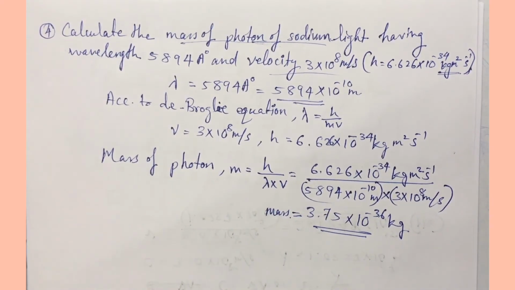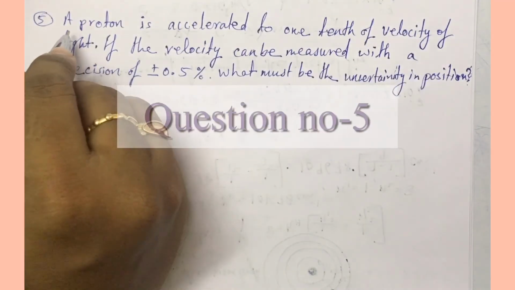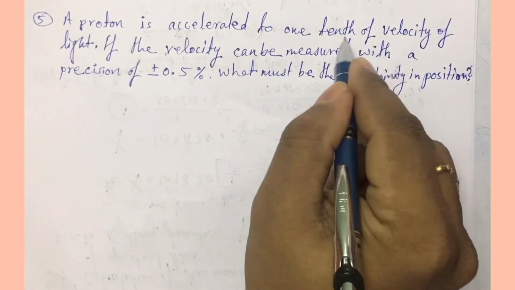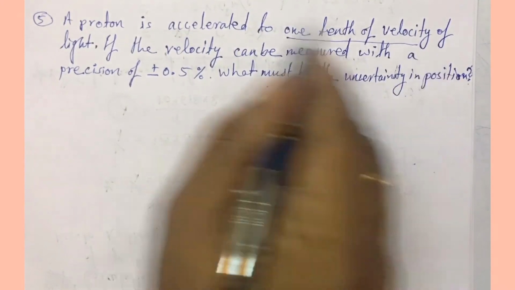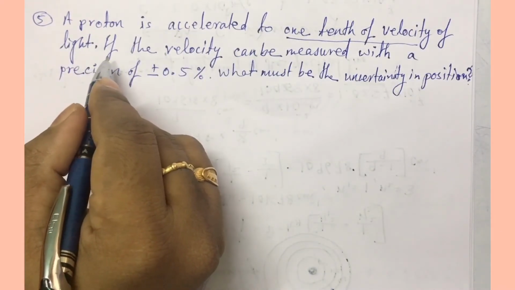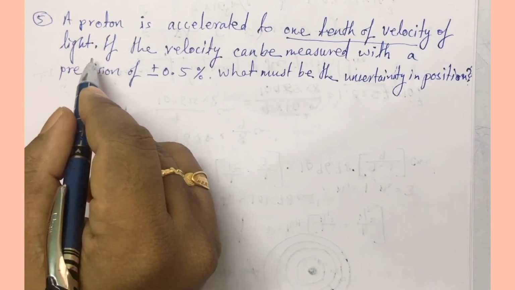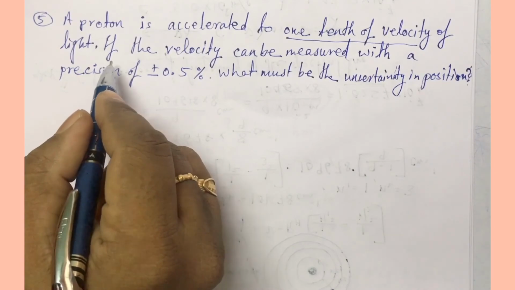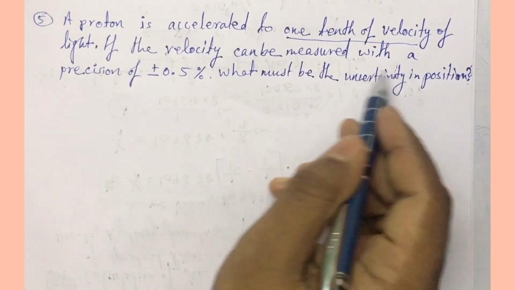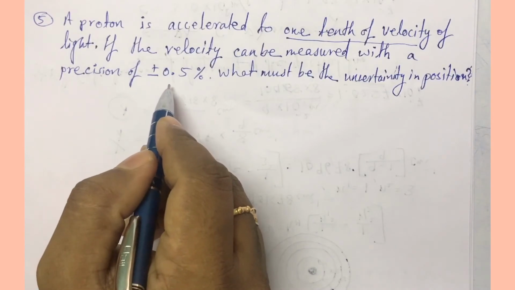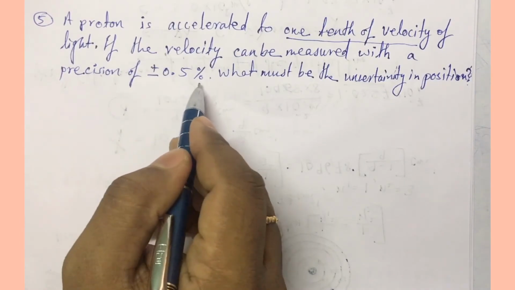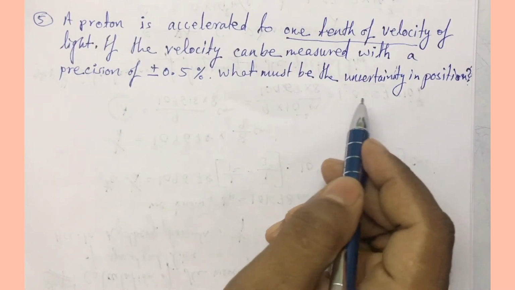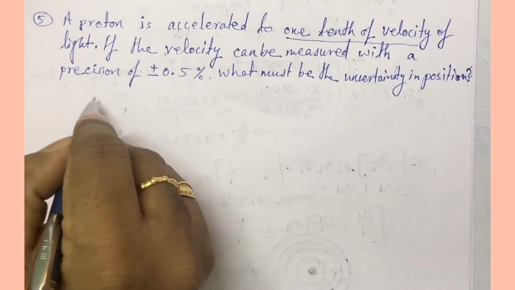Let us move on to the next question. So students, here we have the next question. A proton is accelerated to 1/10 of velocity of light. So the velocity is 1/10 of the velocity of light. Velocity of light is 3 into 10 raised to 8, we know, isn't it? So 1/10 into that you have to calculate. If the velocity can be measured with a precision of plus or minus 0.5%, what must be the uncertainty in position?